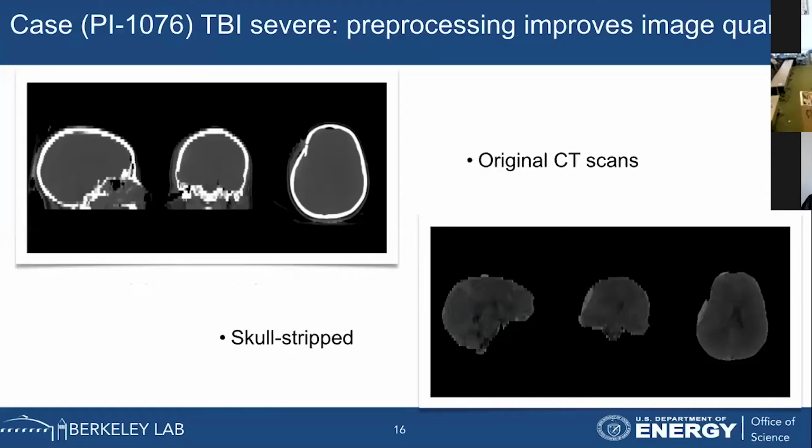Okay, and now let's look at some case study. This one is showing a severe patient's CT scan. And first, again, we do the skull strip, and you see the brain tissue.